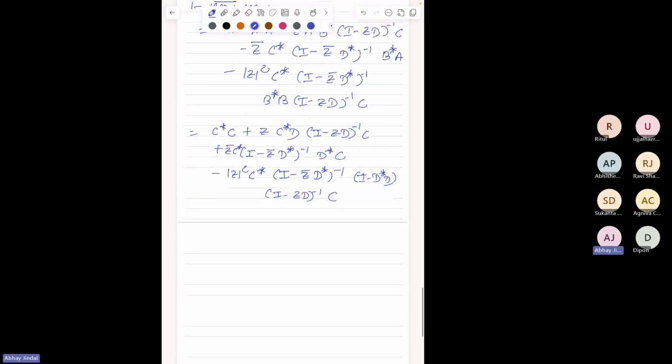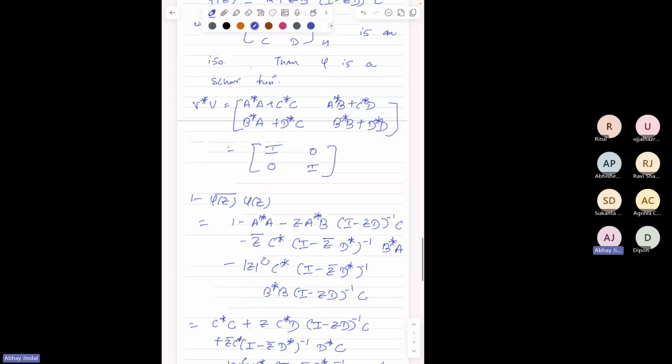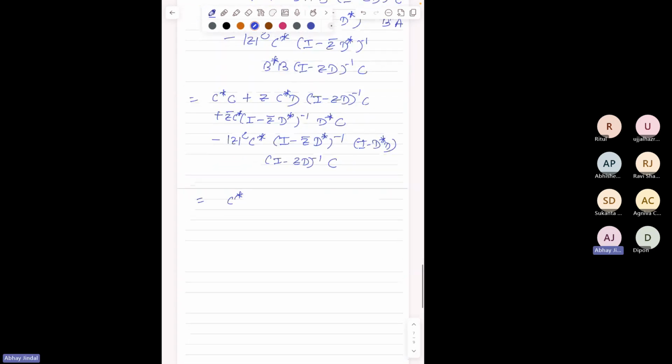Now after some calculation it comes down finally to this, and after this we don't have to use anything from the fact that v is an isometry. Now this is just calculations and it comes down to I minus z bar d star inverse, 1 minus mod z square, I minus z d inverse c.